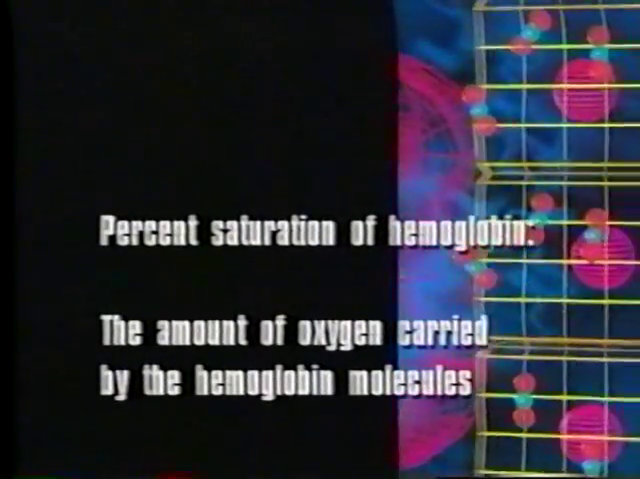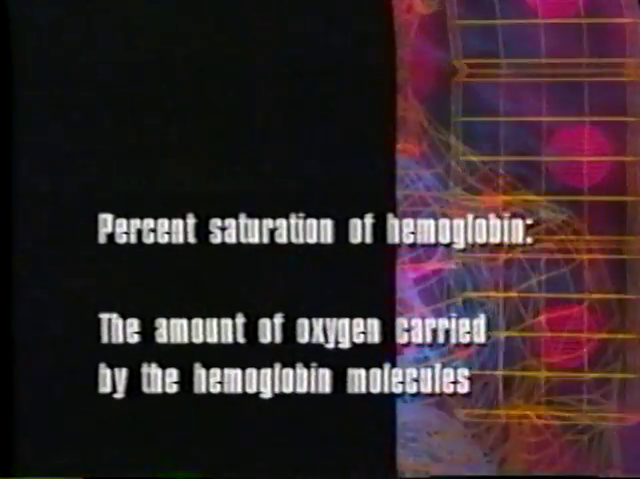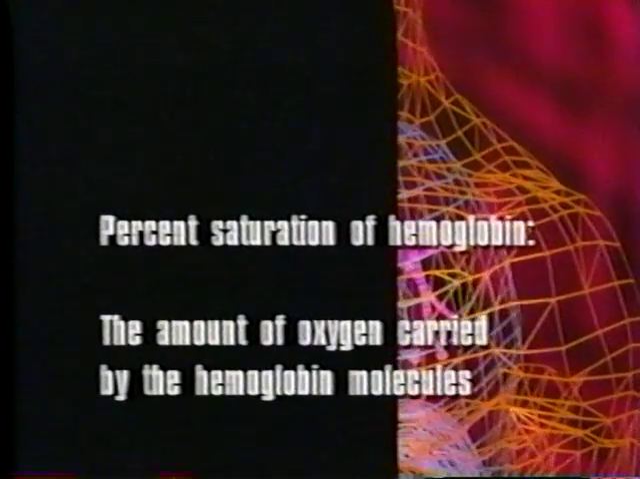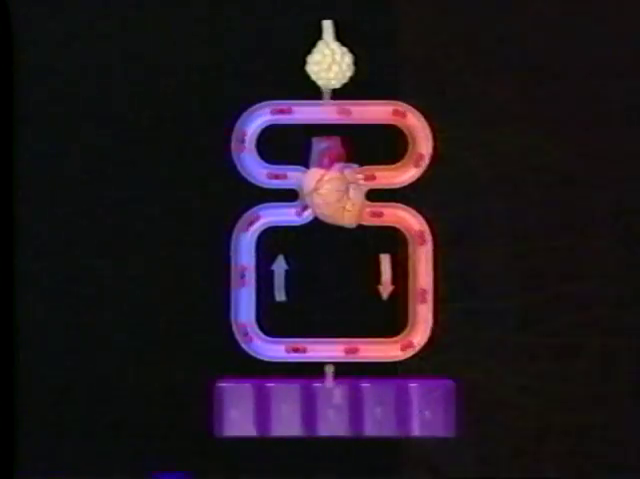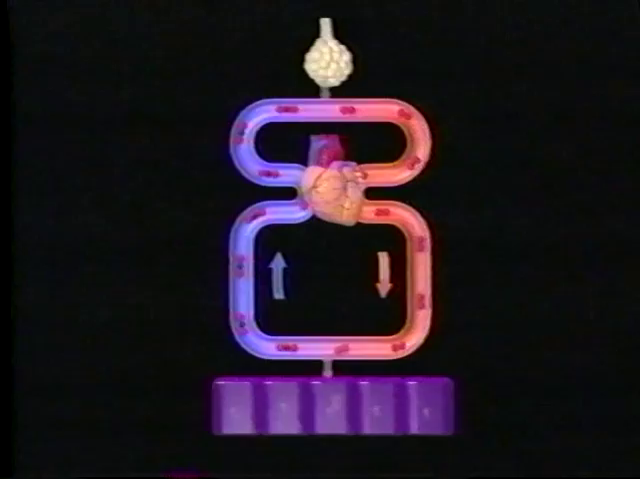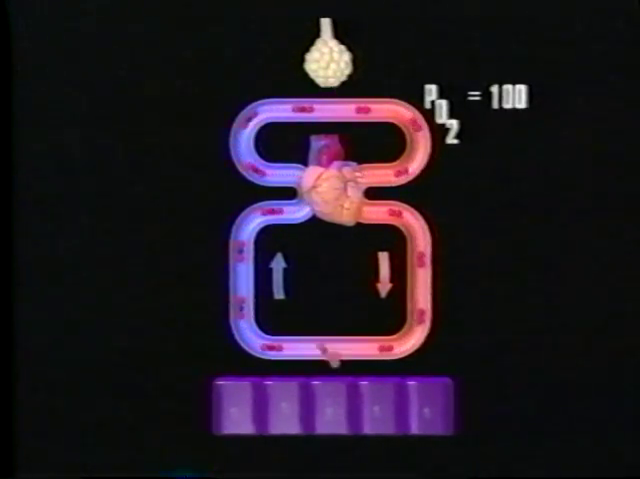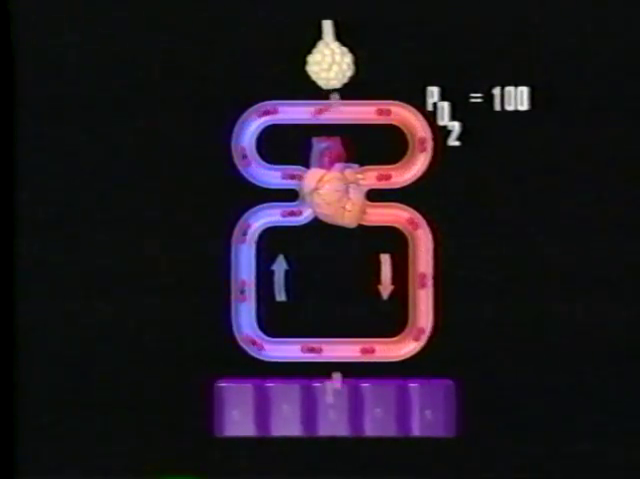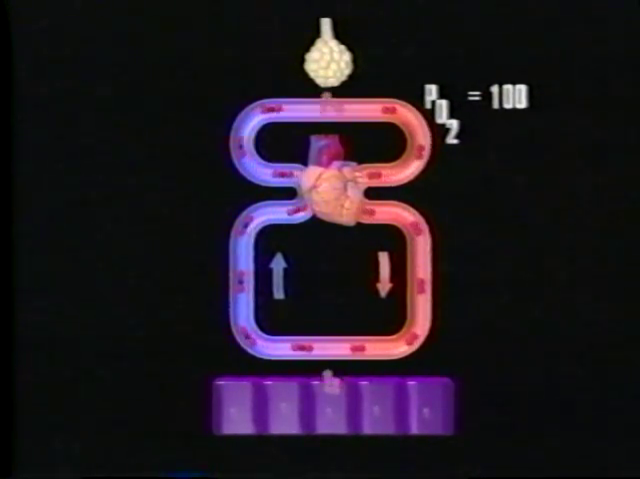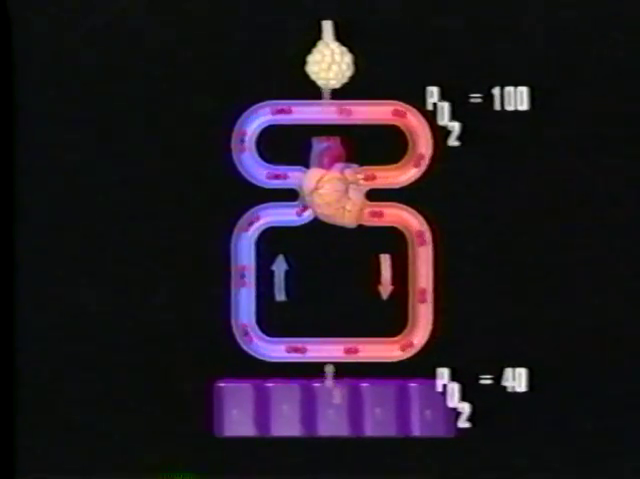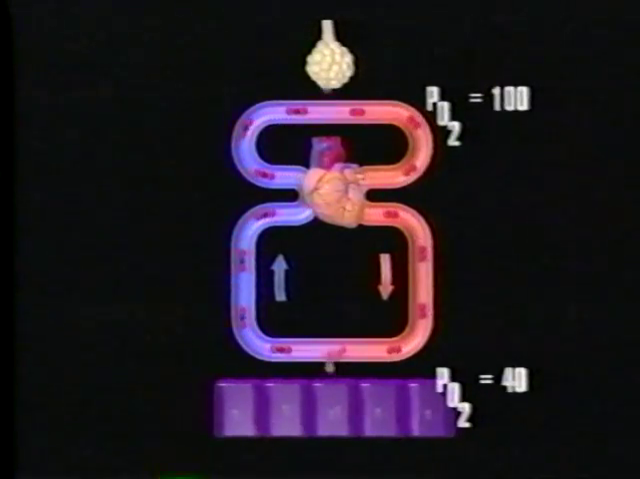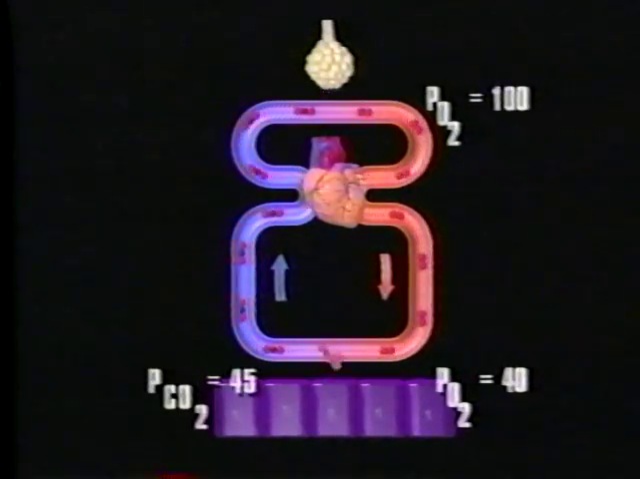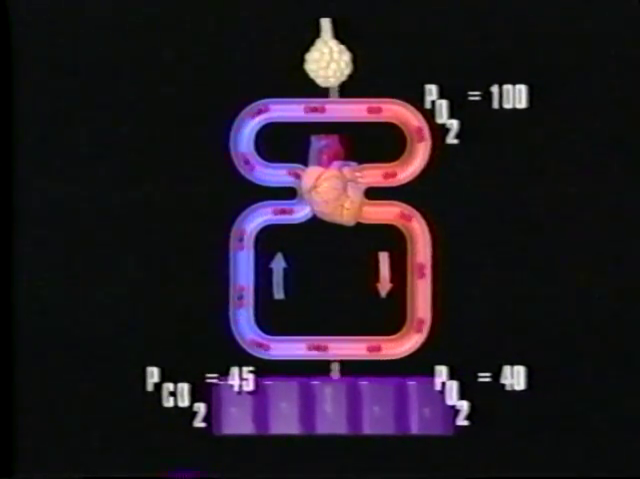The amount of oxygen carried by the hemoglobin molecules is called the percent saturation of hemoglobin. The percent saturation is highest in the pulmonary capillaries, where concentration of oxygen is highest, about 100 millimeters of mercury. The percent saturation is lowest in the tissue capillaries, where the partial pressure of oxygen is 40 millimeters of mercury or lower. The partial pressure of carbon dioxide in tissue fluid is about 45 millimeters of mercury.